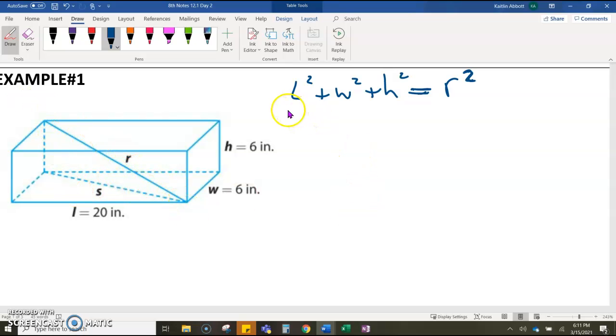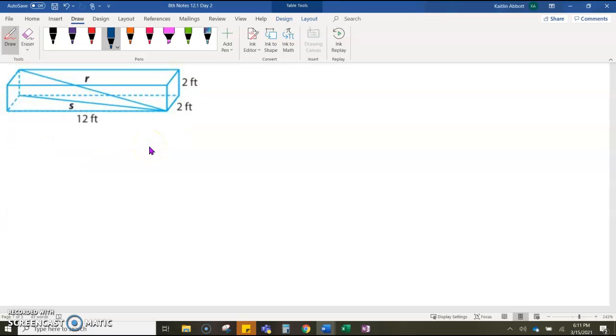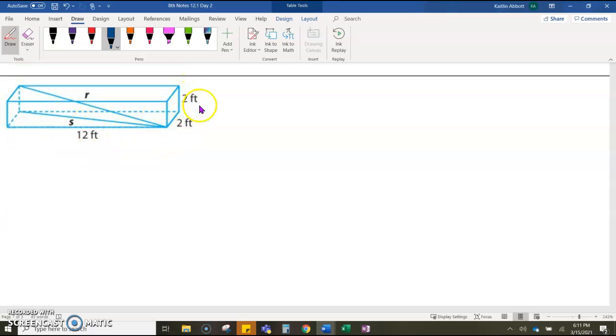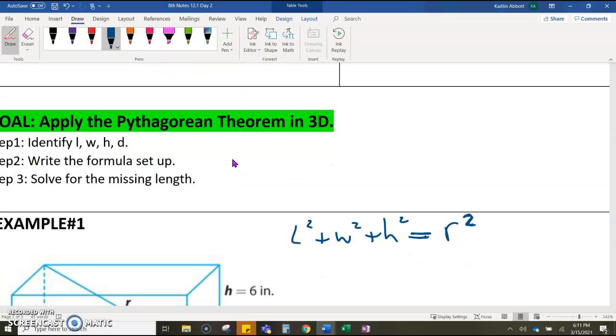All right, so I need the length of the box. If you get confused on which one's height, width, or length, all you need is all the dimensions of the box. Usually they're only going to give you 3 dimensions. Look, there's 3. It doesn't matter which order they go in.